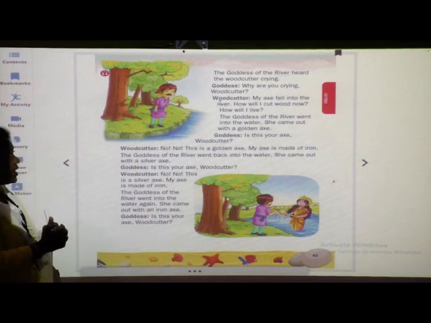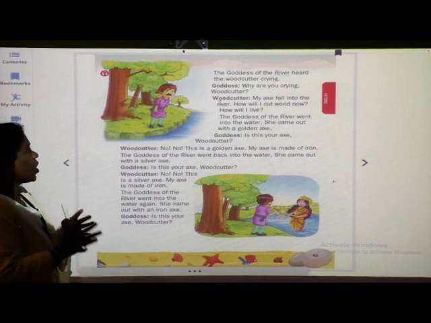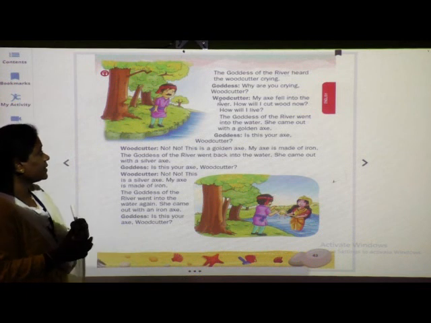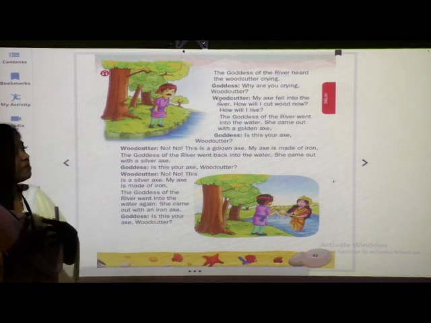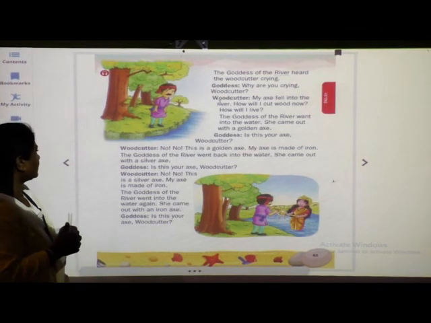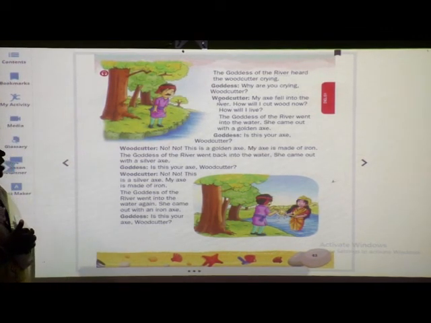The woodcutter is saying, "No, no, this is a golden axe. This axe is not mine. My axe is made of iron." The goddess of the river went back into the water.